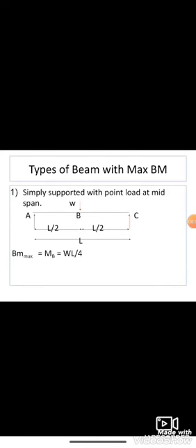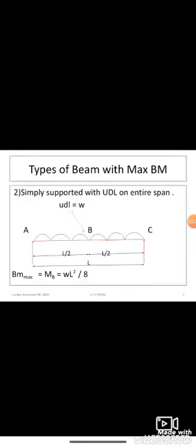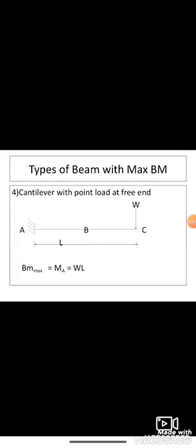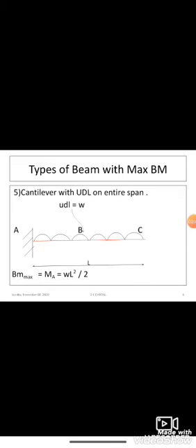Again, basics regarding maximum bending moment. For a simply supported beam with a point load at the center, it's WL divided by 4. For simply supported with UDL, WL square divided by 8. For simply supported with a point load not at center, WAB divided by L. For a cantilever beam with point load at free end, WL. Cantilever with UDL on the entire span, maximum bending moment is WL square divided by 2.